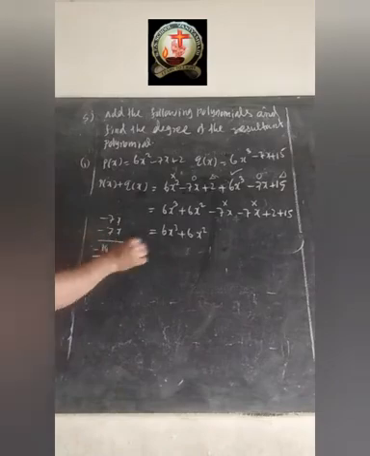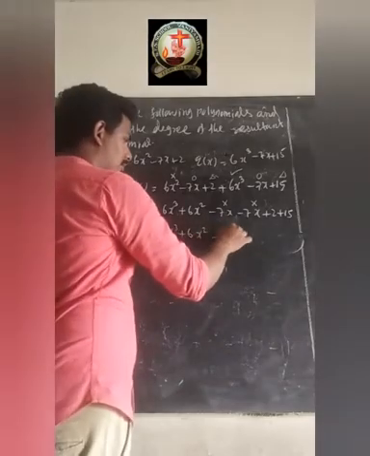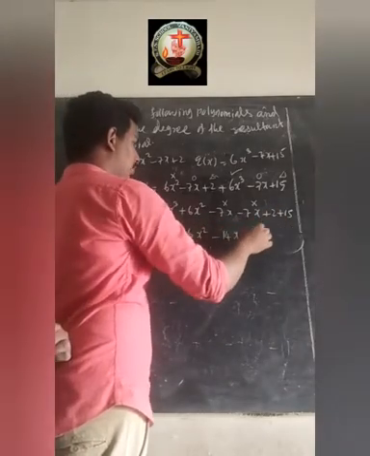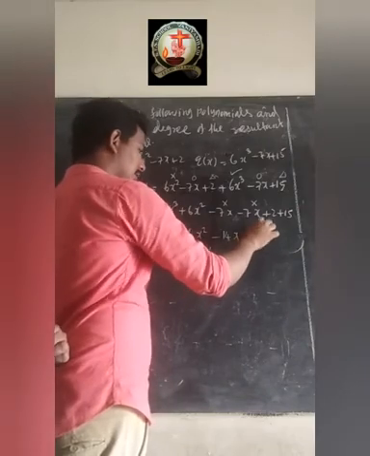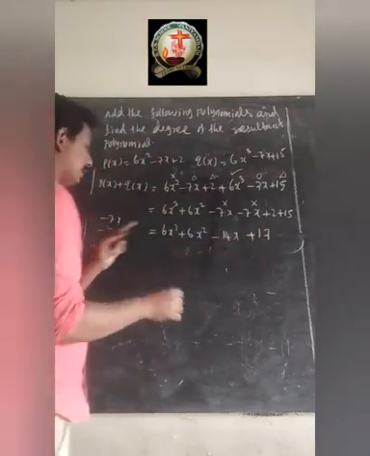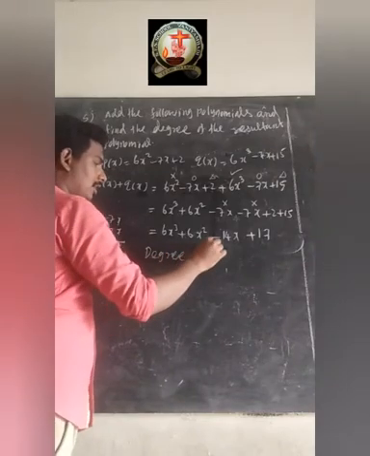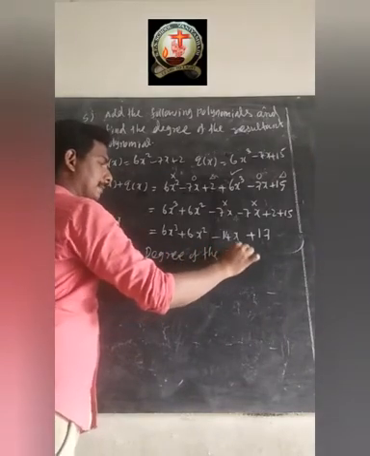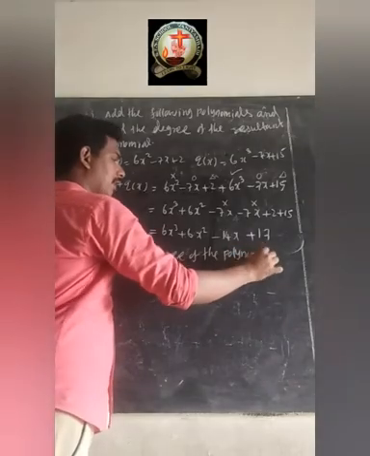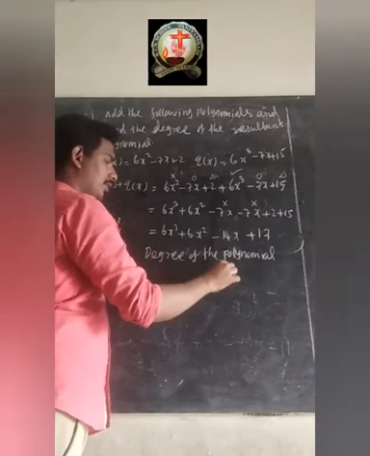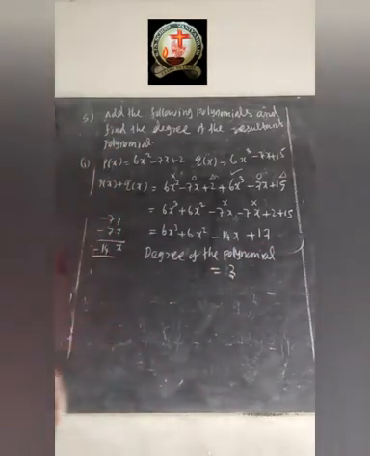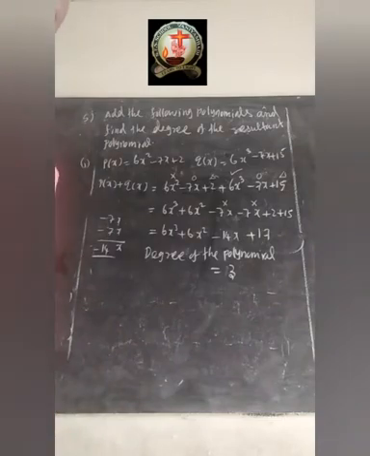Minus 7 minus 7 answer is minus 14, so minus 14x. 2 plus 15 answer is 17. So what is the highest power? You can write degree of the polynomial equal to 3. This is the answer for this question.